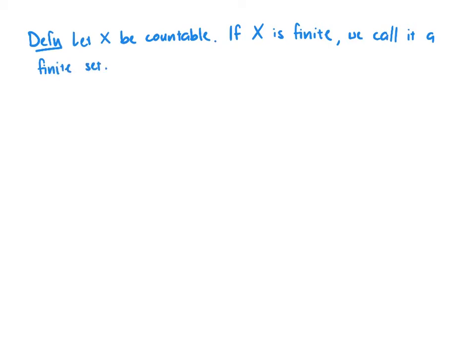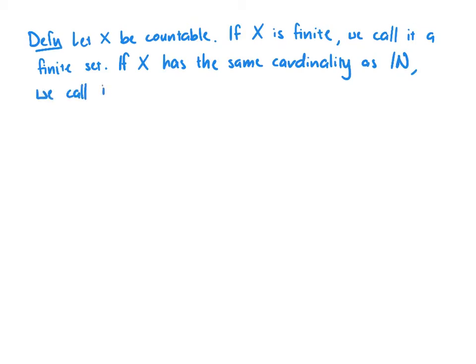On the other hand, X could have the same cardinality as the natural numbers. So if X has the same cardinality as N, we say it's countably infinite. So those are our two types of countable sets. Either it's finite or it's countably infinite.